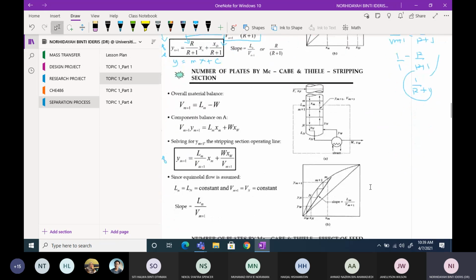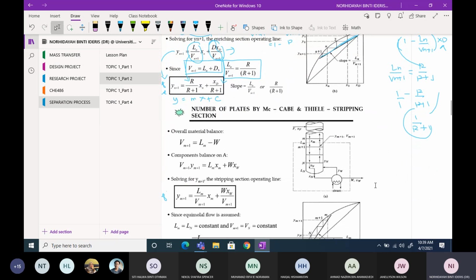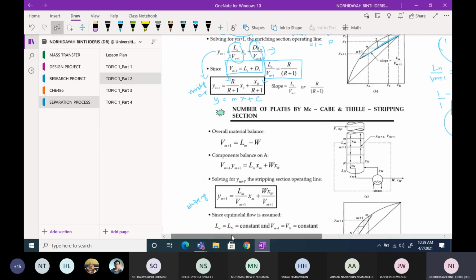All right, we go to the second part. Here is the equation for the stripping line, inside the box. It's just a bit simpler compared to the enriching line. To develop this equation, you need to refer to this borderline. The dashed line here refers to the border for the material balance and the components balance to be carried out.